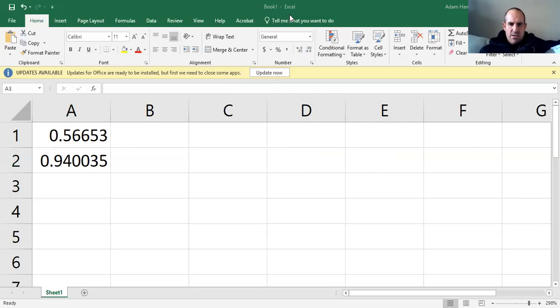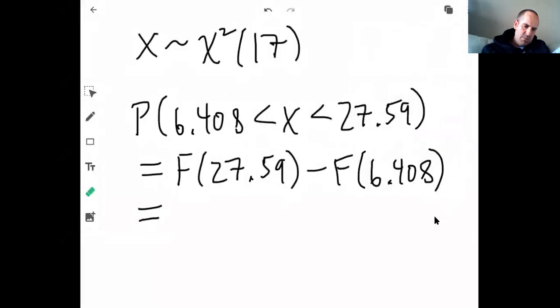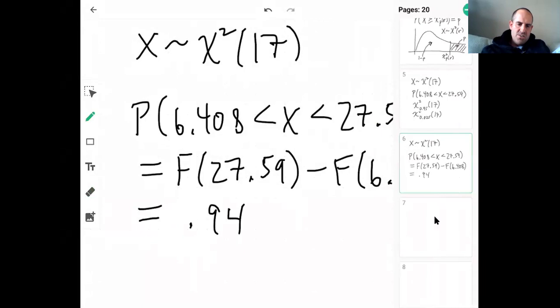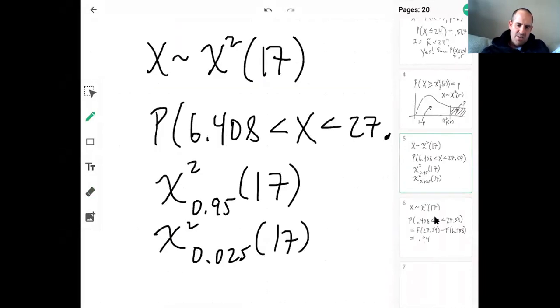So let's go over here to the iPad again, and we'll write that down. Okay, 0.94. So there's that. What were the other things they wanted us to figure out? Well, they wanted us to figure out what is chi-squared sub 0.95 with 17 degrees of freedom?